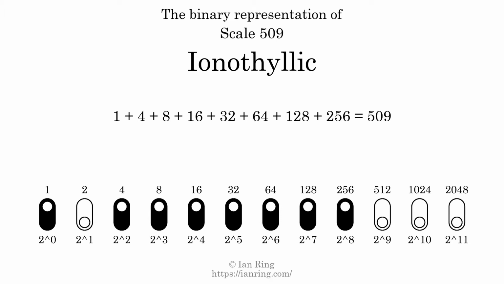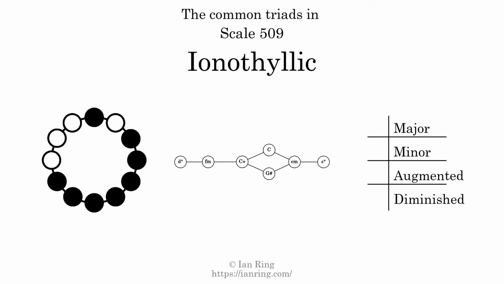The scale number not only enumerates the scale with a unique index, but it also literally describes the tonal content of the scale. Represented as a binary number in base 2, the scale number is 00011111101. Here are the common triads present in this scale.